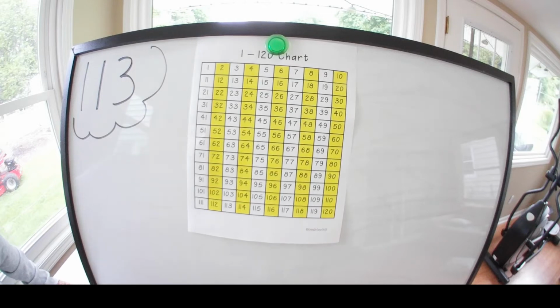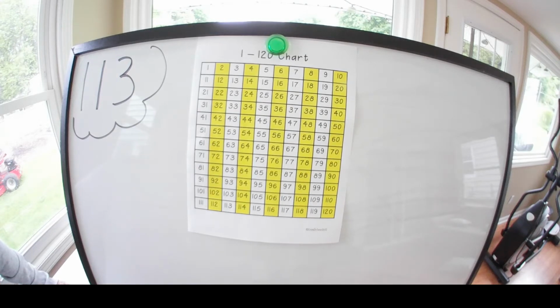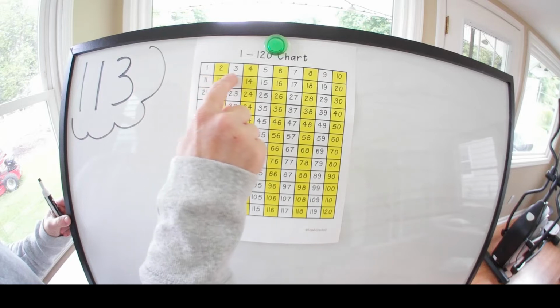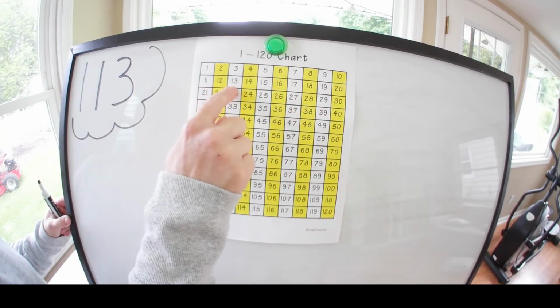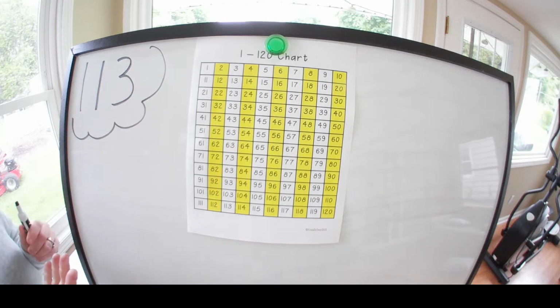Okay, so here we are with a 120s chart. And you'll notice that I wrote the number 113. And what I want to do is I want us to look at the number 113 and break it down into what it is. So the first thing I want us to do is to take a look along our hundreds chart, actually our 120 chart. And I want you to notice how you write the numbers up to the number 13, okay? And what does the number 13 mean?